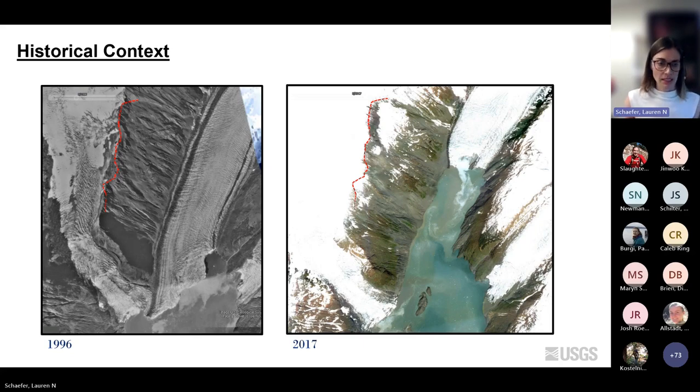These are two Google Earth images to demonstrate this period of rapid glacial retreat. On the left, 1996, on the right, 2017. Specifically between 2005 and 2017, there was a rapid period of deglaciation as the glacier moved from the base of the landslide, and where it resides in this image on the right is more or less where it resides now in 2023.